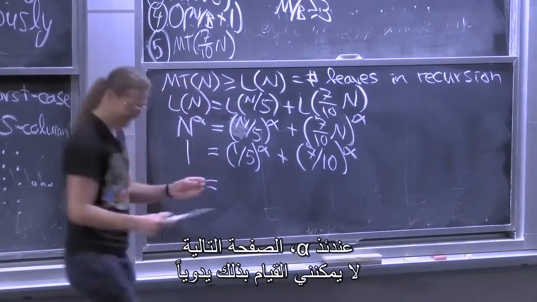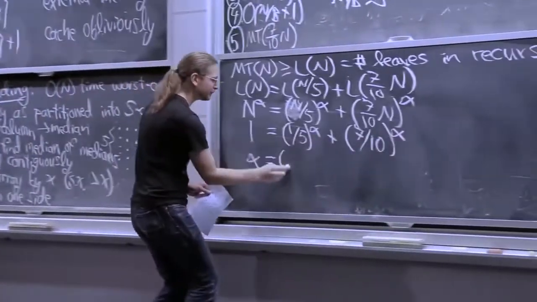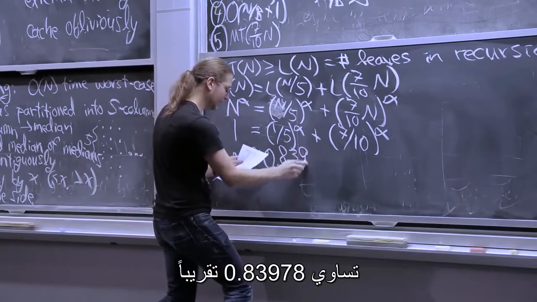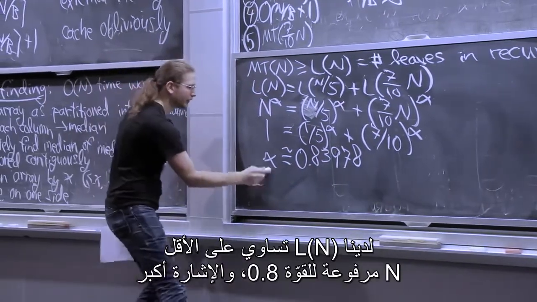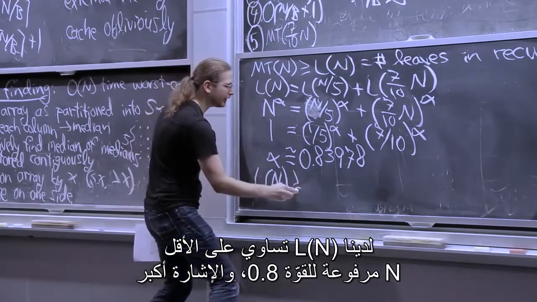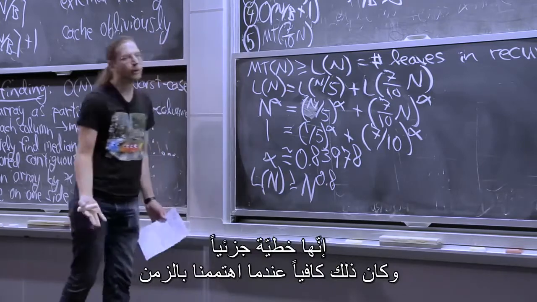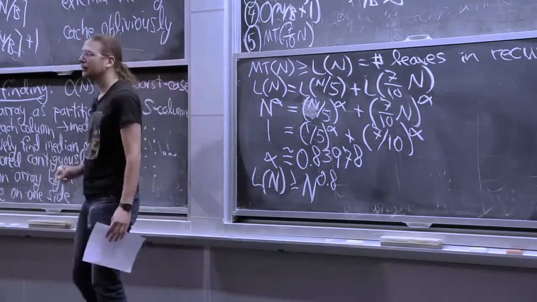And then alpha is, next page. I can't do this by hand. Something like 0.83978. So we get L of n is, let's say, at least n to the 0.8. It's bigger. Okay, it's sublinear, and that was enough when we just cared about time.